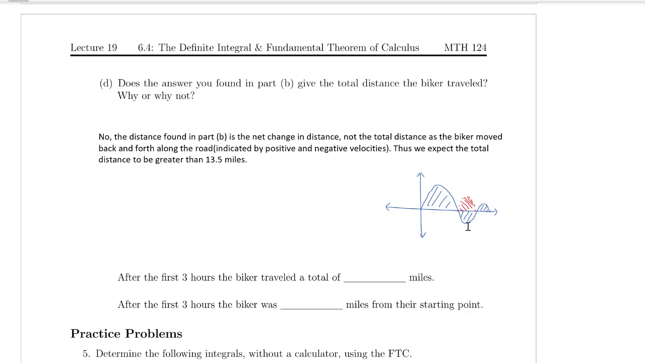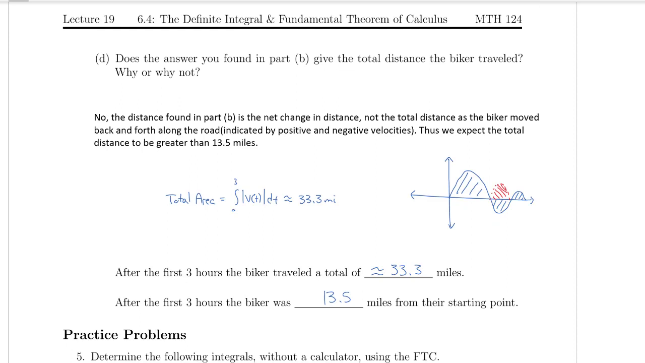So it would have the same area, but the sign of that area would be positive. And so then when we integrate that, we'll get the total of the absolute area. So putting that together, you're just going to integrate the absolute value of our function that's given, our velocity function. So right there, from 0 to 3, that's over the first 3 hours, and that should give you 33.3 miles.